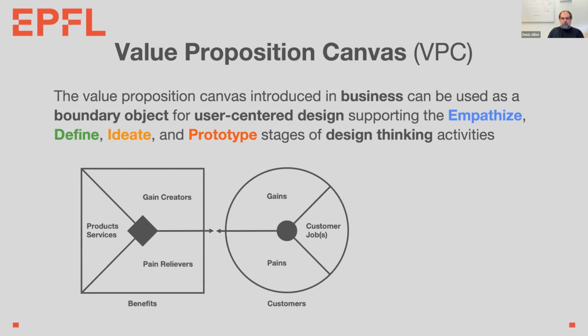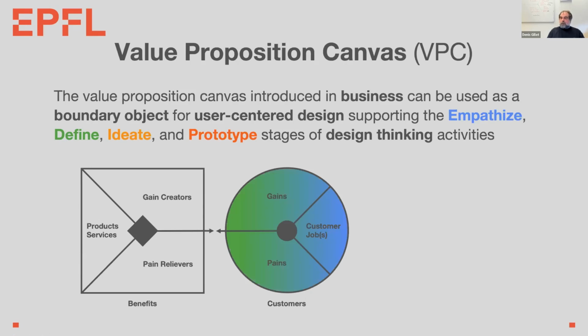And one boundary object which is very interesting in our framework is the value proposition canvas, which has been introduced first in business to design new products and services. And this canvas is again highlighting pretty much the user at the center. Here we first build a profile of the customers, and sorry, those are terms coming from business. And then once you understand pretty well the customer, then you start to design the product. So it's a bit the same as the approach I mentioned before.